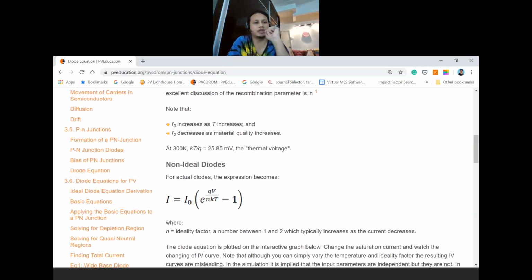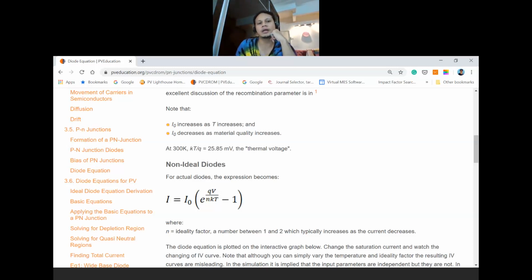If you look at this equation, you can also notice that I naught increases as T increases. So if you put your diode to measure the IV curve, and at the same time you heat up the plate, for example, to perhaps 1000 Kelvin instead of 300 Kelvin, you will notice that your I naught increases. So that means your leakage increases.